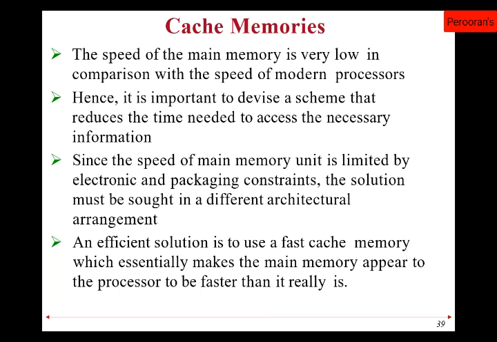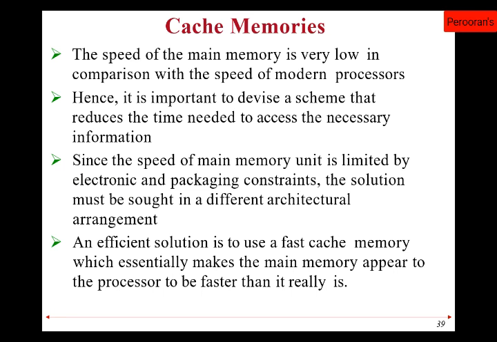Hello everyone. In this lecture, I will be talking about the cache memory and its mapping functions. The speed of the main memory is very low in comparison with the speed of the most modern microprocessors. So, it is important to derive a mechanism that reduces the time required to access the necessary information from the memory. The speed of the memory is limited because of the electronic and packaging constraints, and the solution we must devise is to look at a different architectural environment.